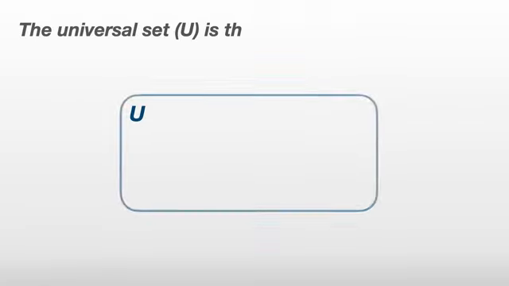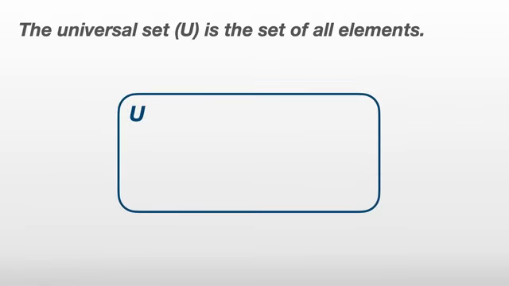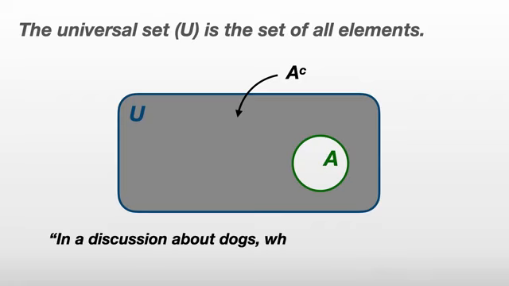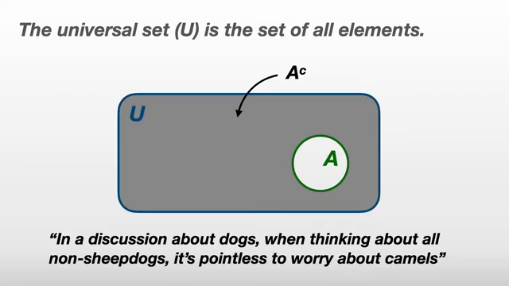Here is where we introduce the universal set. The universal set U is the set of all elements that are relevant for some given topic of interest. If our set A isn't the subset of something specific, we usually assume the complement of A is taken in the universal set. And what that universal set is depends on context. This quote from The Foundations of Mathematics by Stewart and Tall sums it up nicely. In a discussion about dogs, when thinking about all non-sheepdogs, it's pointless to worry about camels.